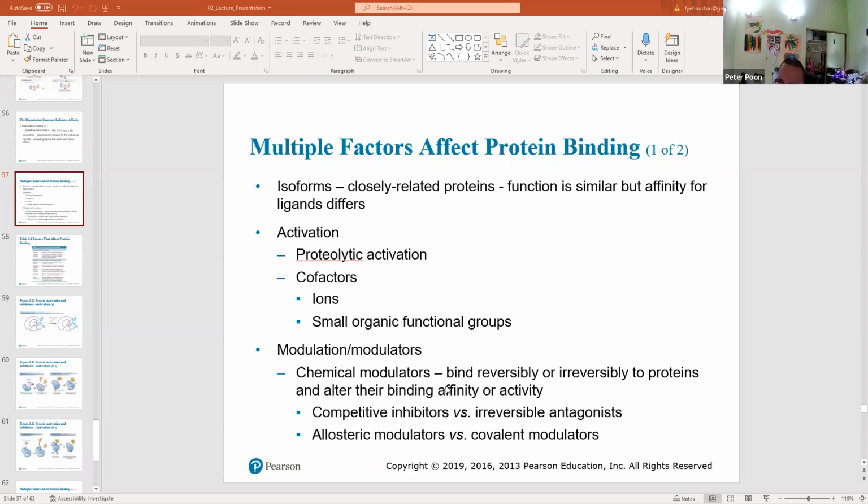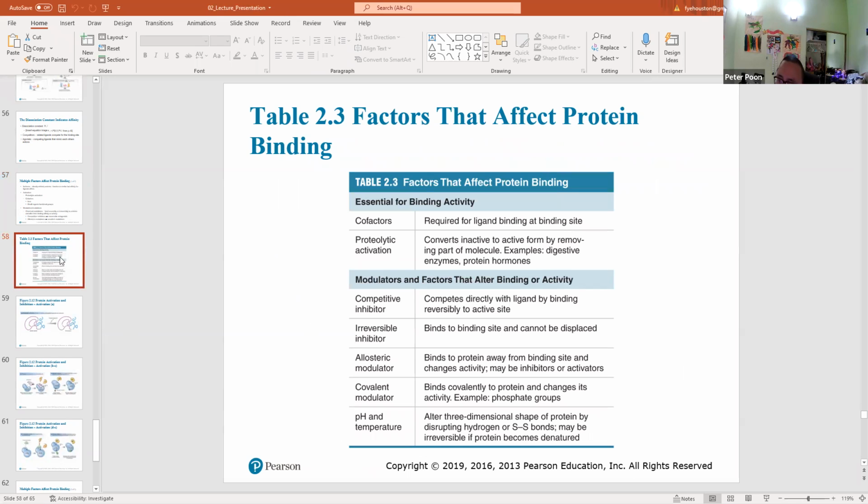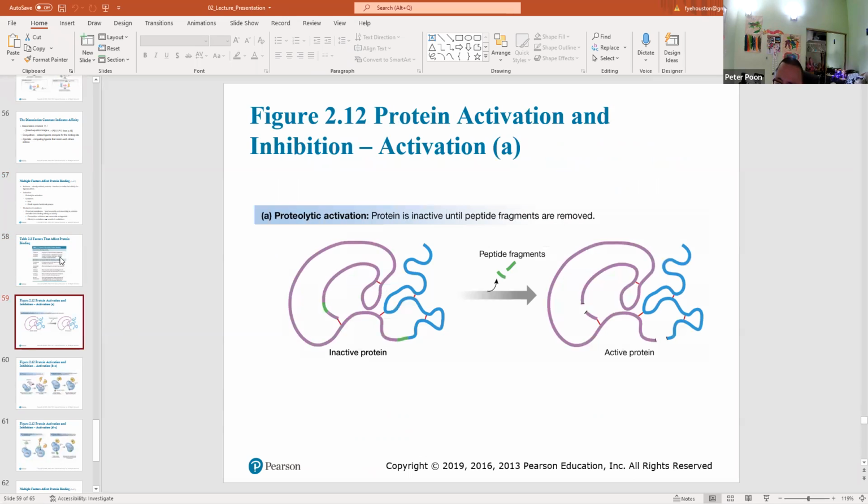So the chemical modulators: competitive inhibitors versus non-competitive inhibitors or reversible antagonists. Okay. So 5.2 leaves a little bit more.